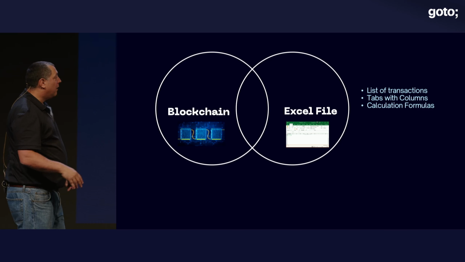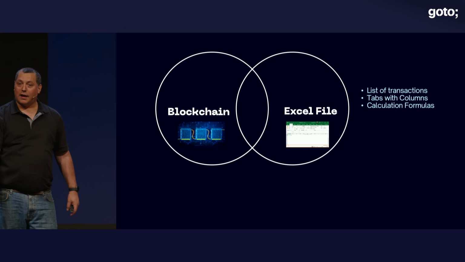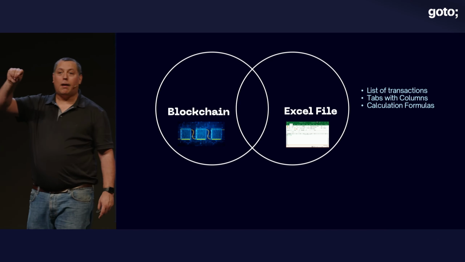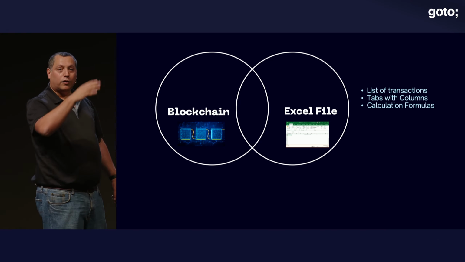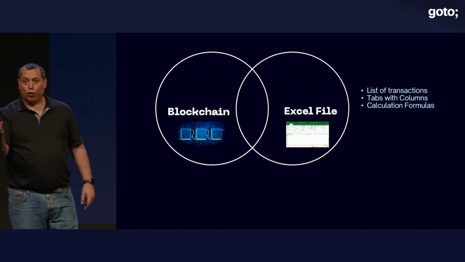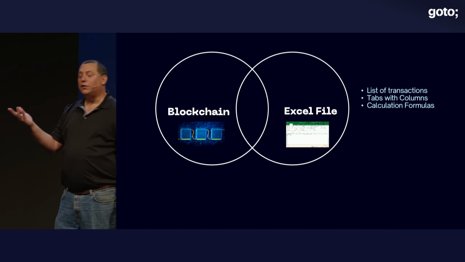I tried to look for an interesting analogy, but imagine that you have this huge Excel file and the whole world can see the same Excel file. Everyone can see it. In the Excel file, you can see the list of transactions. You can have tabs with columns, so imagine each tab to be a smart contract. So you have different fields for each smart contract. And in each smart contract, you can have formulas, which is logic on how to do something.